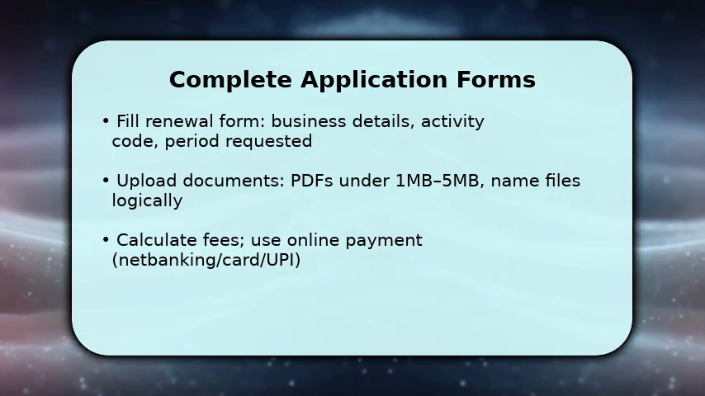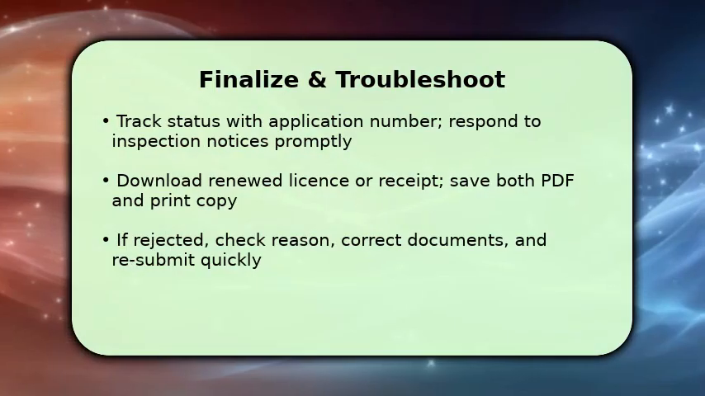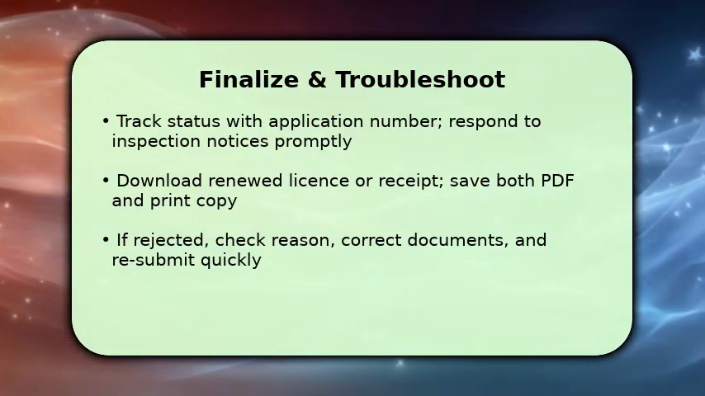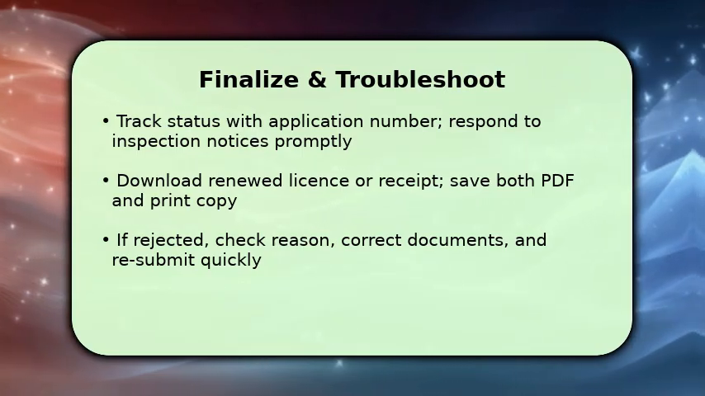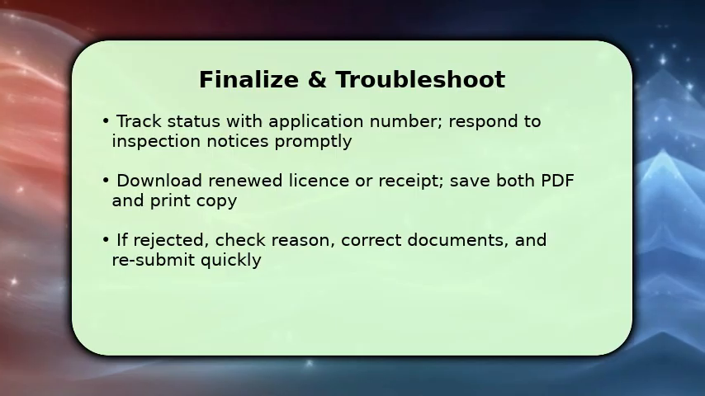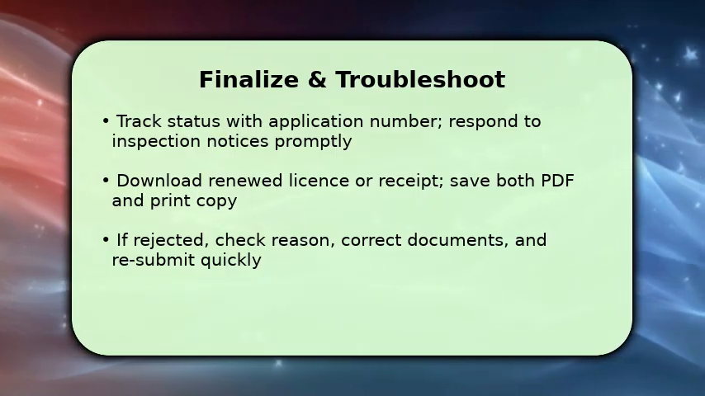You finish by tracking the application with your number and watching for inspection or query notices. Respond promptly to avoid lapses. Once approved, download the renewed trade license and the payment receipt. Save both as PDF and print a copy for records.